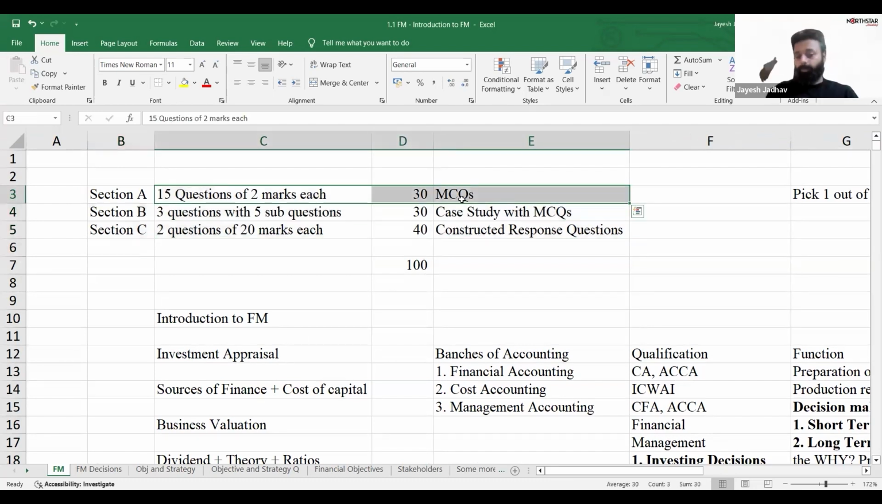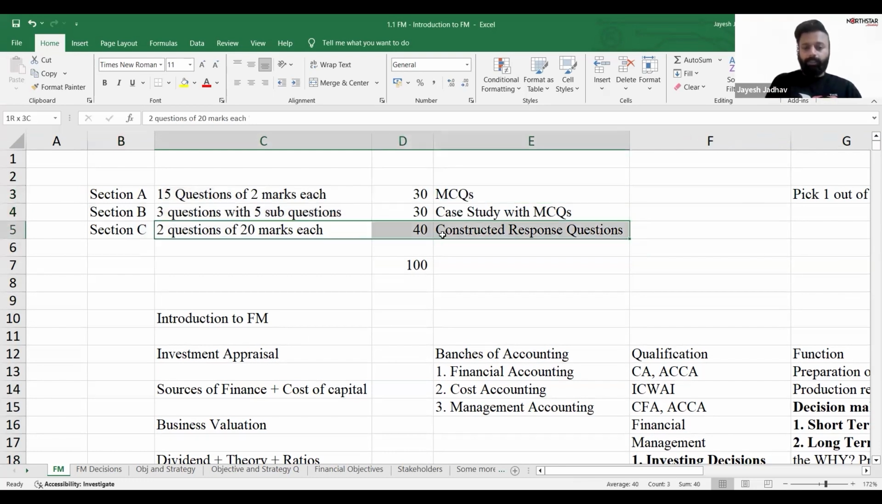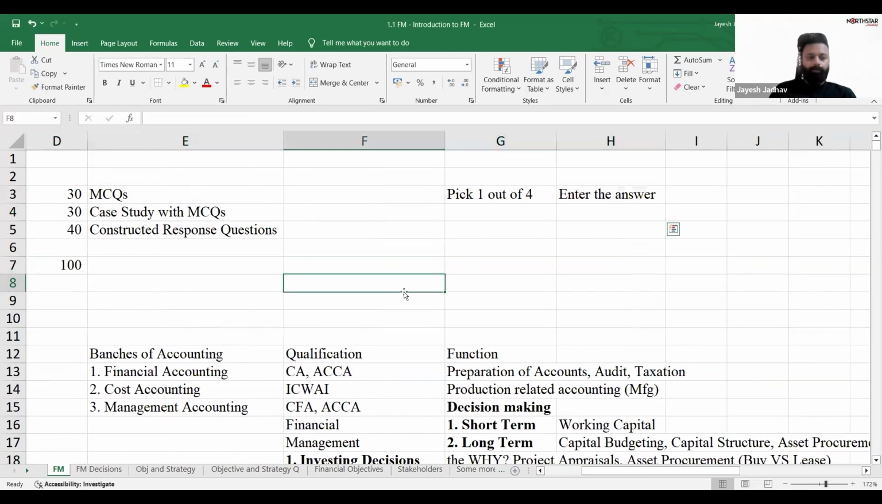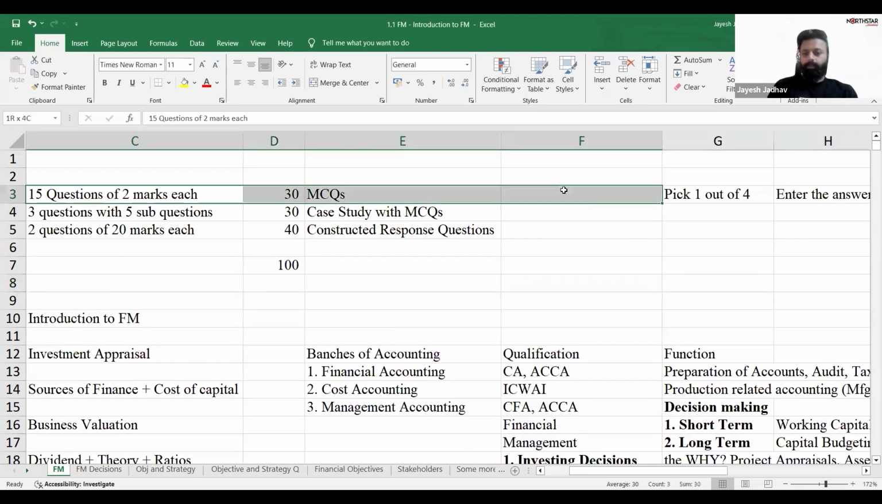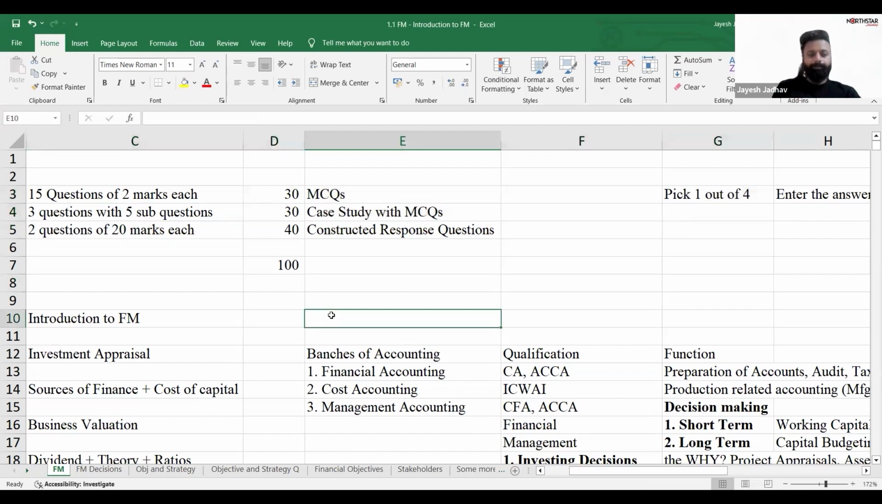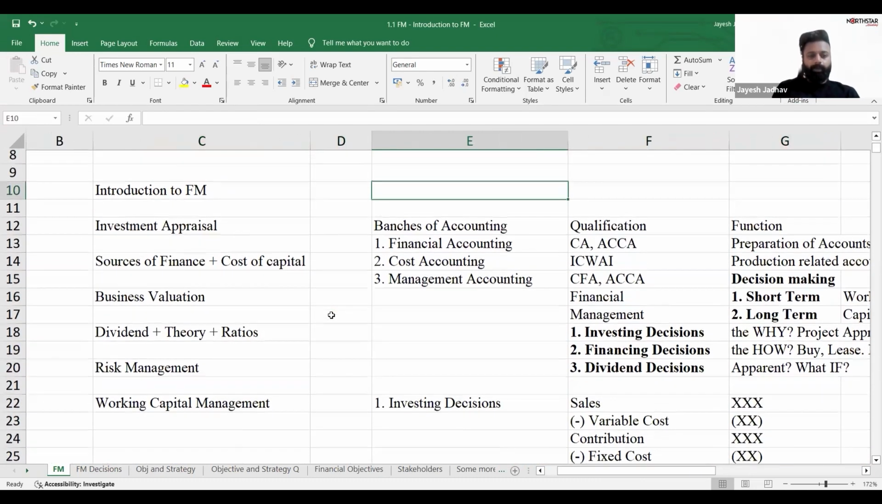B is going to be case studies, three case studies. Every case study will have five sub-questions, 2 marks each. So that's again 30 marks. And the last two questions are constructed response questions, 20 marks each. We have to pick one out of the four in the first one. The second case study will involve either options or calculations where there are no options. So what exactly are we looking to do?